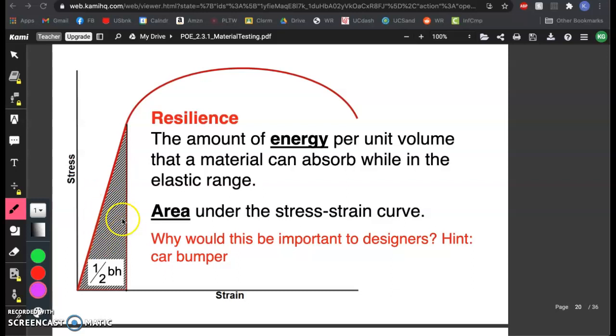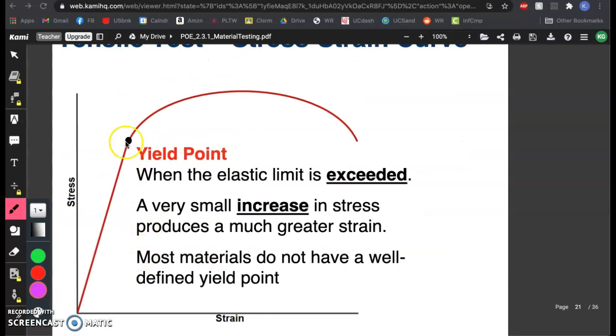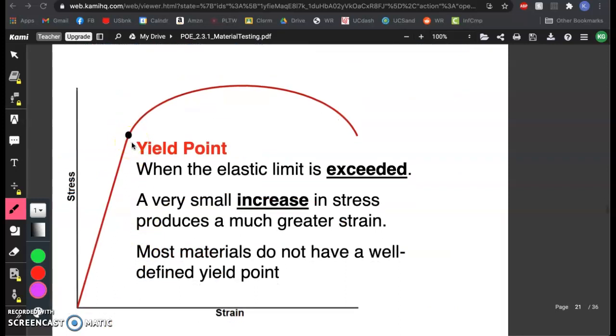So it's got to have a certain amount of resilience, and you can calculate the resilience of any material that you've done a tensile test on by just finding the area under here, which is a triangle. You can find the area of a triangle. Okay, and then that's the elastic limit. It's called the yield point or elastic limit point.